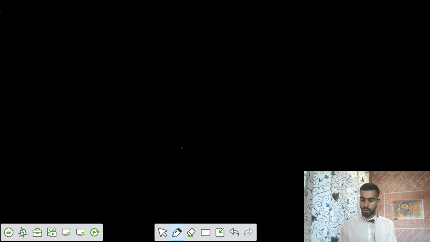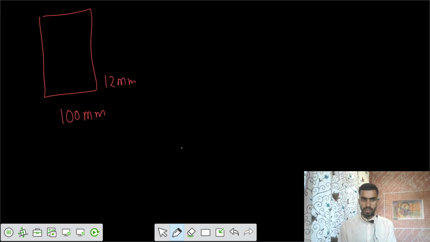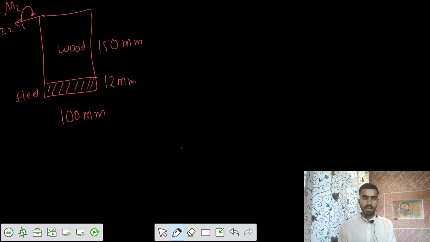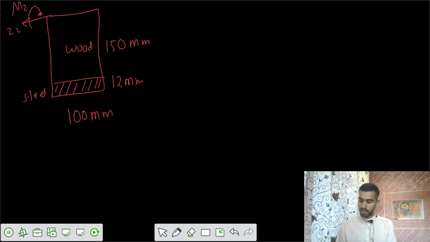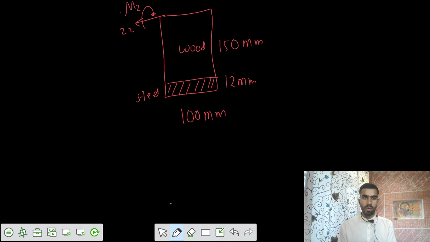We have a section of 100 mm, and you have a steel strip of 12 mm width. So this is your steel strip of 12 mm, and you have wood of 150 mm. This is wood, and you have the steel strip on the bottom side. You are applying a moment in the z direction. This is the z axis. The value of the bending moment is positive, so a positive bending moment of 16 kilonewton meter.